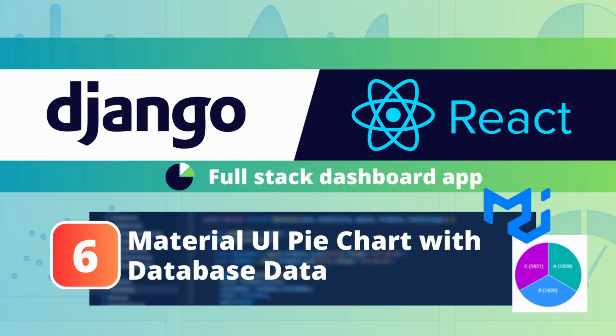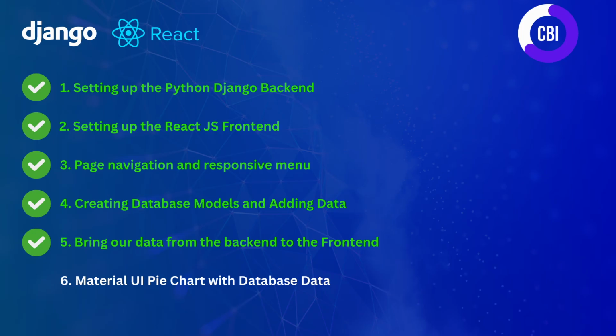In this tutorial series we're creating a Django and React dashboard application in which users can see different visualizations based on database data. This is not the first video in this series. In fact, we've already completed 5 before, in which we focused on the React and Django setup. We've enabled page navigation and created a nice looking navigation menu. We created our database models inside of our database and added some data. And we showed you how you can bring your data from the backend database to the frontend.